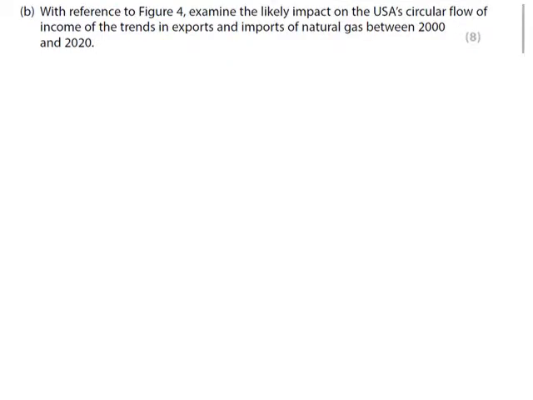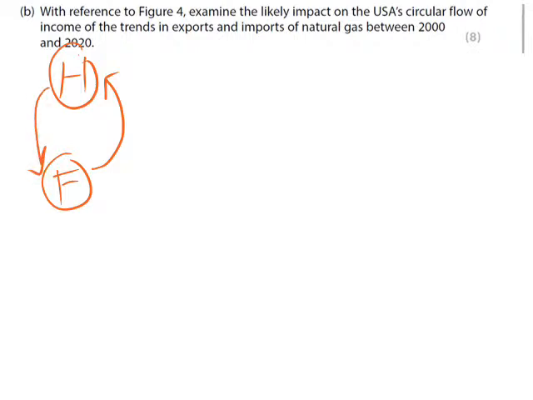Okay, the next question: with reference to figure 4, examine the likely impact on the USA's circular flow of income of the trends in exports and imports of natural gas. So if you remember the circular flow of income, the circular flow itself is the flow between households and firms. From firms to households, we have output and income, and from households to firms, we have expenditure. You then have your injections and leakages, and the two key ones that need analysing are exports and imports.